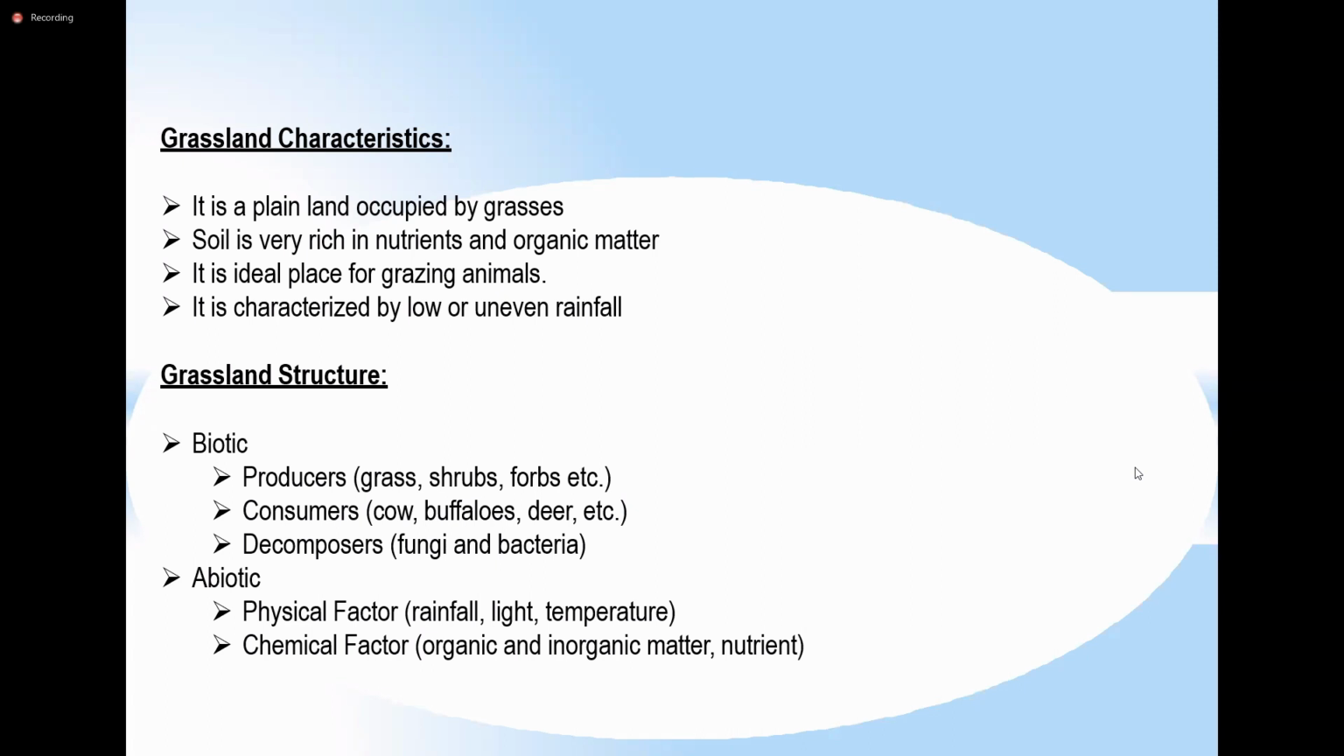The producers are the grass, shrubs, forbs, etc. Consumers are the cow, buffalo, deer, I would say even sheep, etc. Decomposers are the fungi and bacteria. And abiotic factors are the physical factors where rainfall, light, and temperatures matter. Chemical factors are organic and inorganic matter in the soil nutrient.